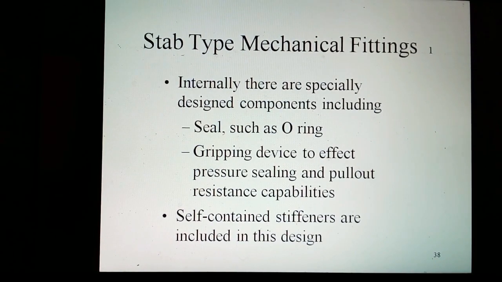In stab-type mechanical fittings, here again many styles are available. The design concept is similar in most styles. Internally there are specially designed components including an elastomer seal, such as an O-ring, and a gripping device to effect pressure sealing and pull-out resistance capabilities. Self-contained stiffeners are included in this design.